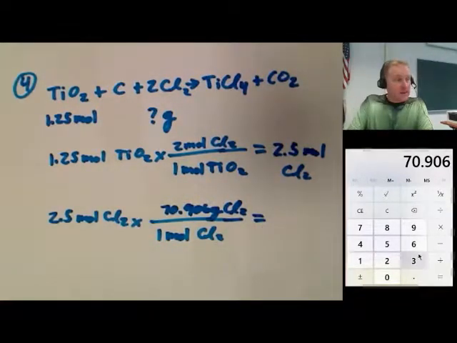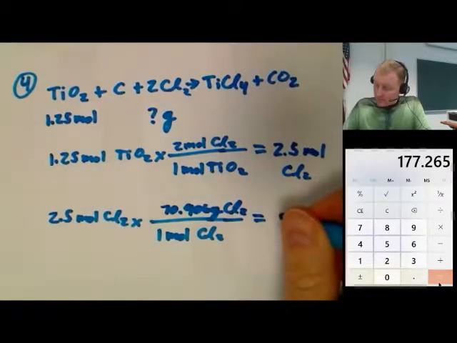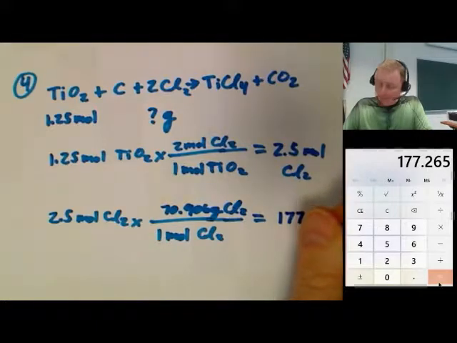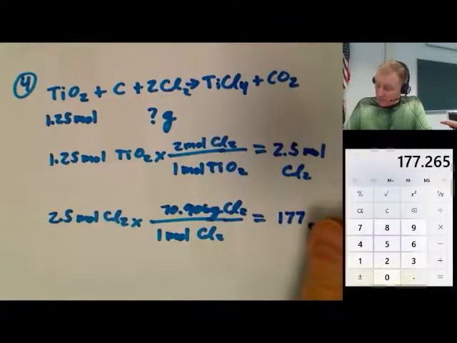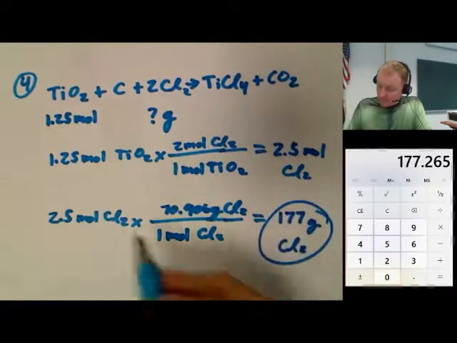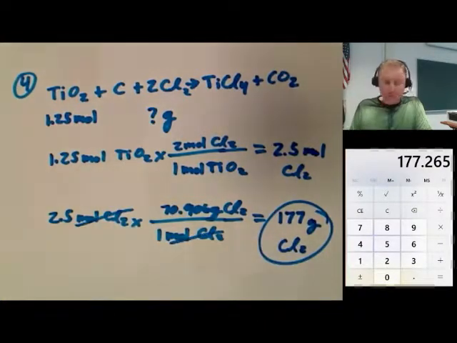So we're going to take that number and multiply it by 2.5. And we get 177. And we have 3 significant figures in the question, so I'm just going to leave this 177 with 3 significant figures, grams of chlorine. That would be my answer to this one. So this one takes 2 steps. All right.